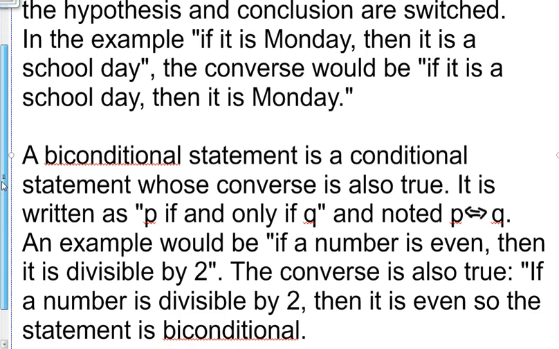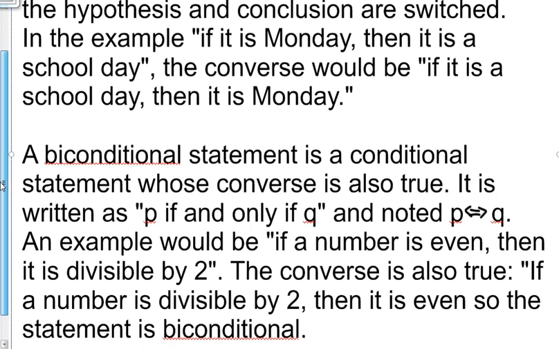A biconditional statement is a conditional statement whose converse is also true. It is written as P if and only if Q. An example would be if a number is even, then it is divisible by 2. The converse of that is also true. The converse would be if a number is divisible by 2, then it is even. So that statement is biconditional.